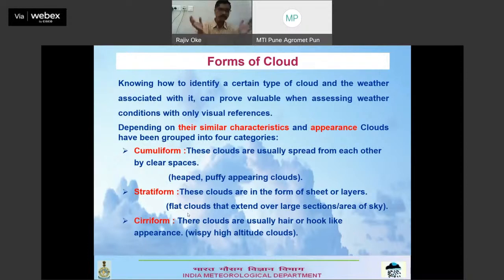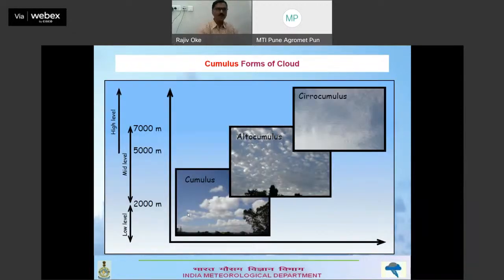They are the totally high clouds, which are at 7,000 meters and above. So there are strong jet streams and small ice, supercooling is there. They are all made of ice crystals only, small ice crystals. So these are the figures just to show you. Actually, the part is quite vast. I have tried to accommodate it within a small span.